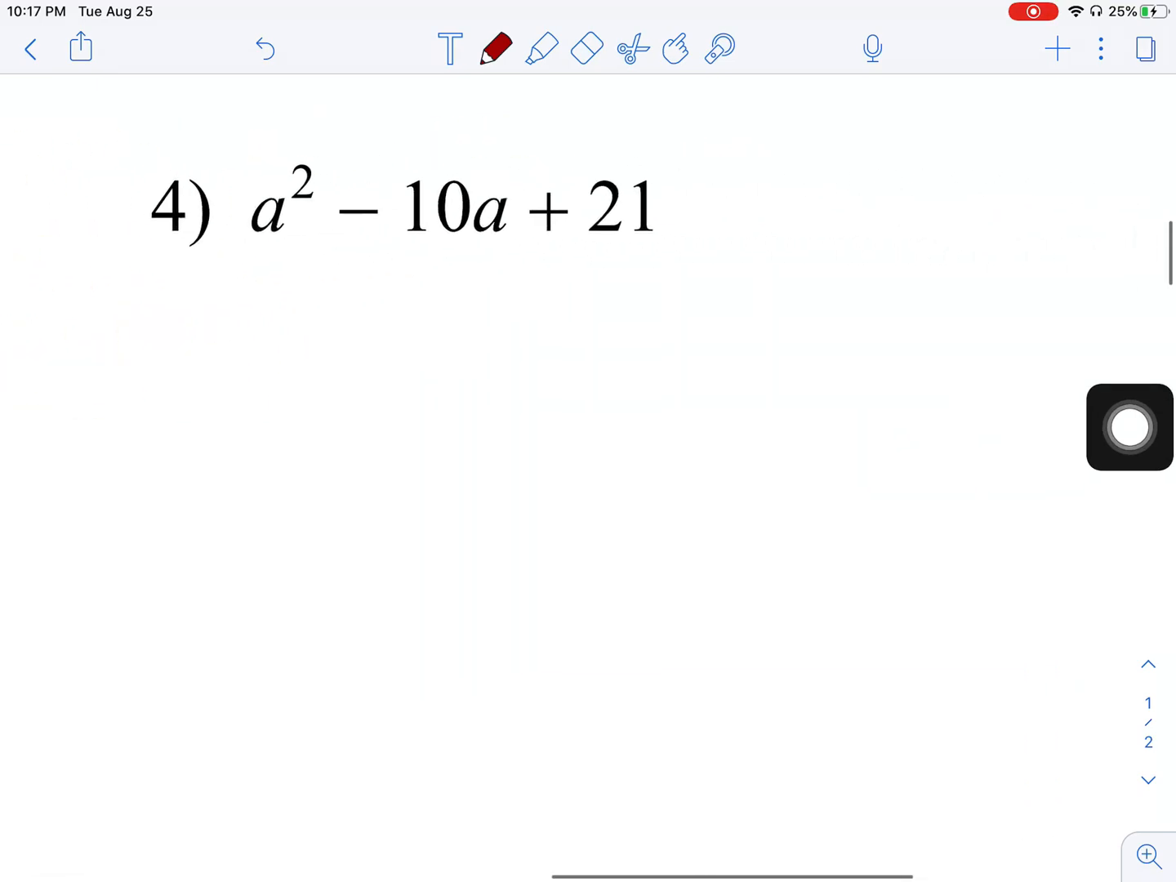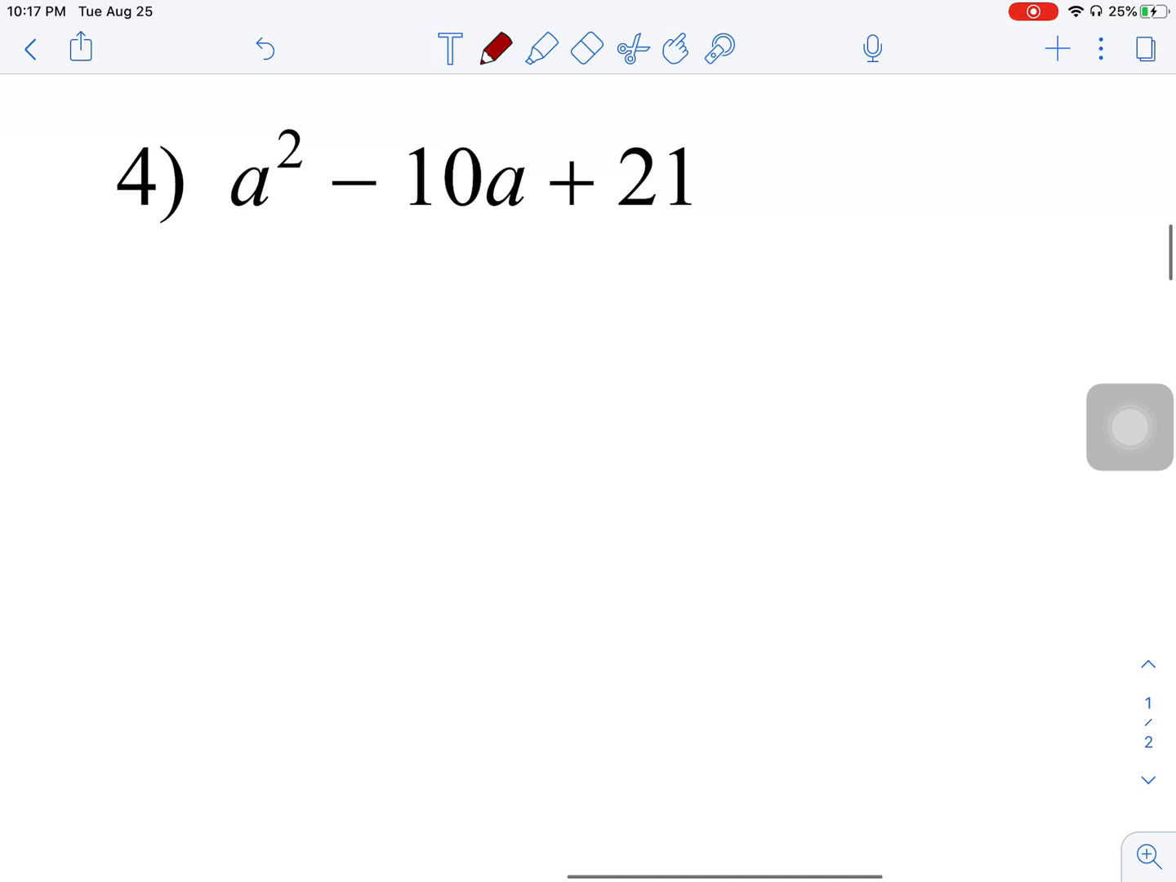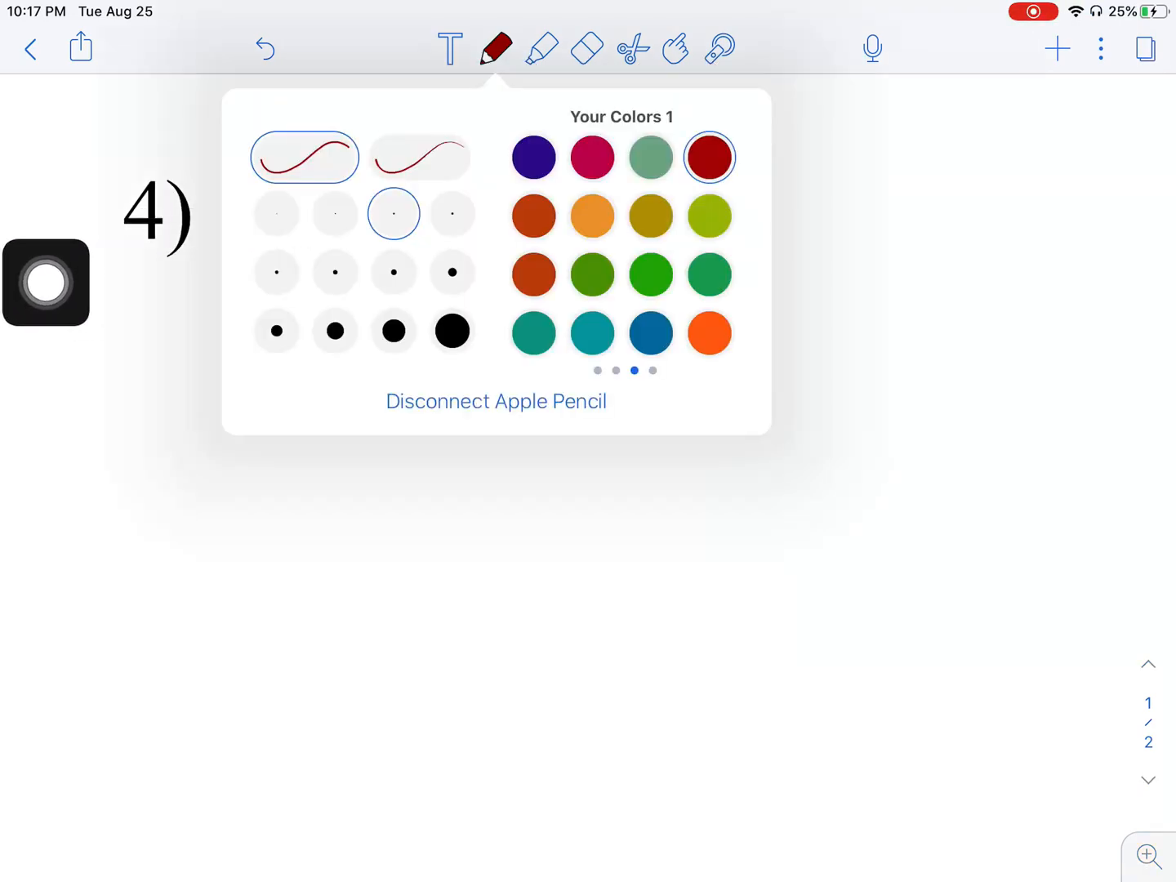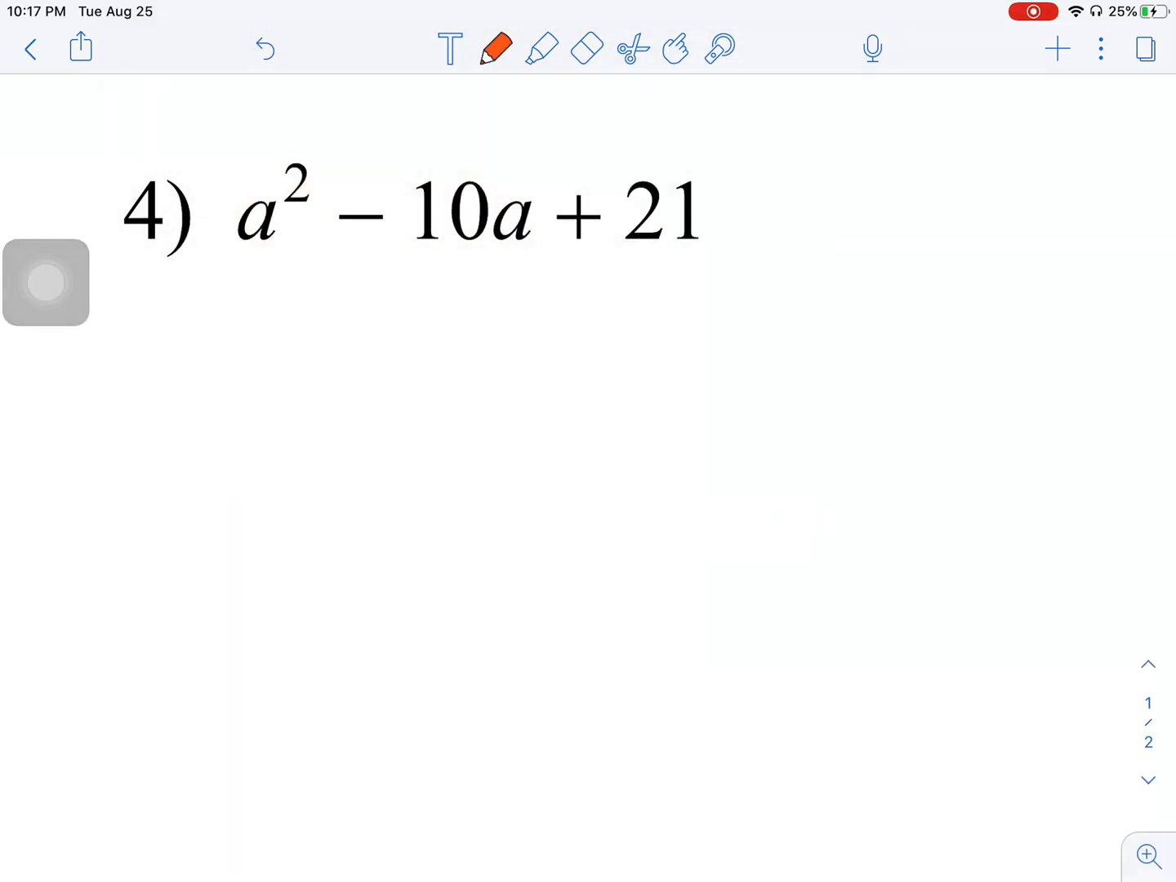All right, fourth little example here. Let's see what we've got. We have the same idea, so in front of our a value, there is no number there other than 1, so we can keep using the same method. We're trying to multiply to positive 21, and I want to add to negative 10. So off to the side, I'm going to write down what multiplies to 21. So 1 times 21 and 3 times 7.